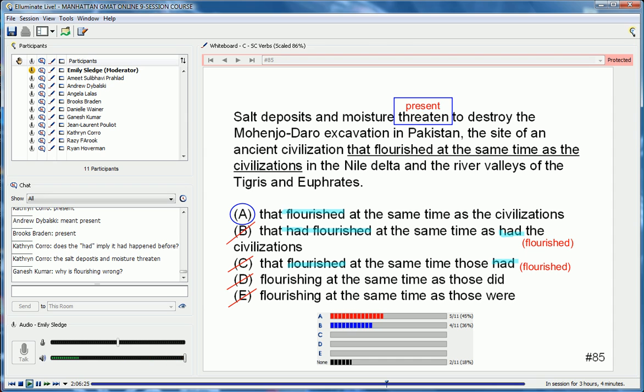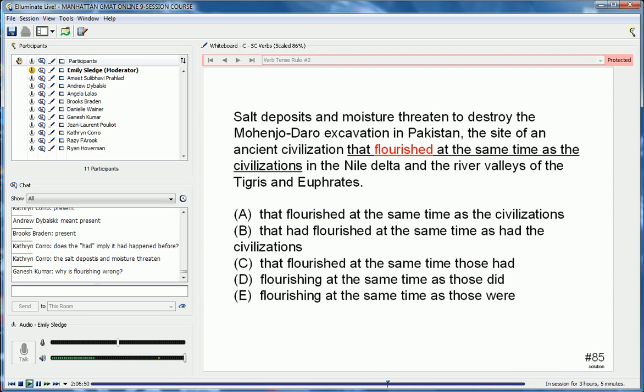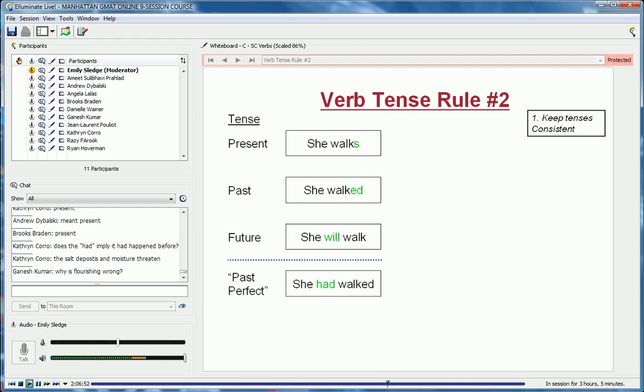There's another minor split here, and Ganesh, I'm about to talk about flourishing again. And the split is whether you have those or whether you have the civilization. There's an unclear pronoun usage if you say those. There's nothing for that to refer to. Civilizations is what they mean, but civilizations aren't in there. Now, why is flourishing wrong? I want to say a little bit more about that form in just a moment.